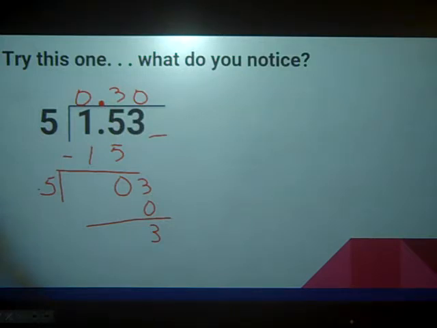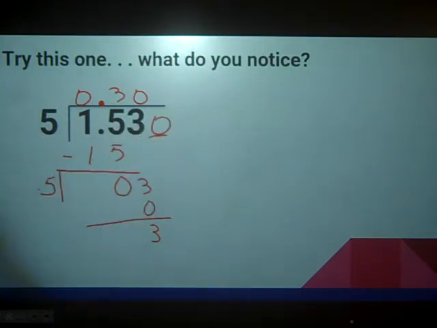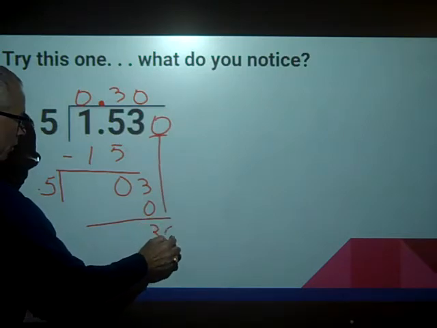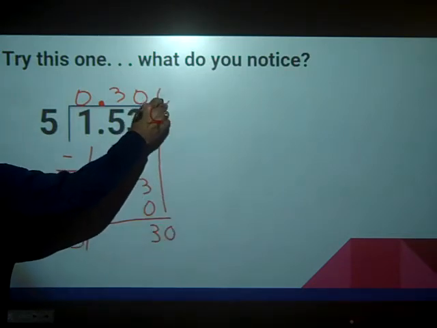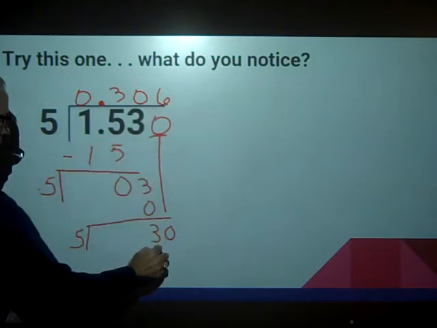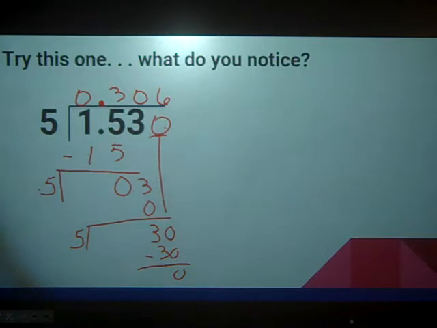If I add a 0 to this decimal, does it change the value of what I'm dividing? No, it does not, but it allows me to keep dividing. So now I can bring down that 0 and keep dividing. 5 goes into 30 6 times. 5 times 6 is 30. Did my decimal terminate? Yes, it ended. I did not have any remainder, so that means the decimal terminated.